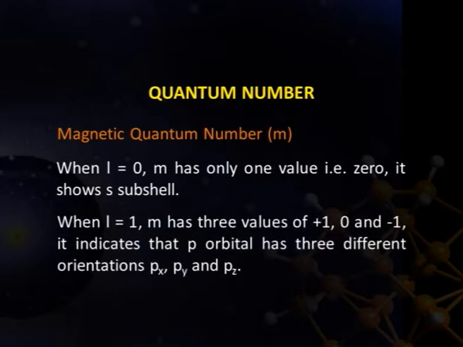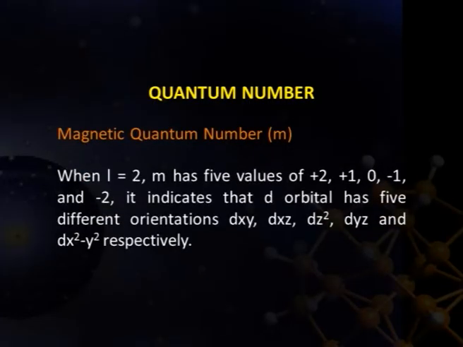When L is equal to 1, m has 3 values: plus 1, 0 and minus 1. It indicates that it is the p orbital that has 3 different orientations, px, py and pz, as I have shown you in the diagram. When L is equal to 2, m has 5 values: plus 2, plus 1, 0, minus 1 and minus 2. It indicates that the d orbital has 5 different orientations: dxy, dxz, dz square, dyz, dx square minus y square respectively.